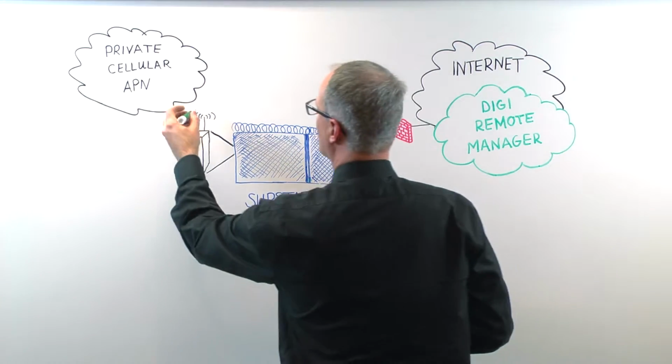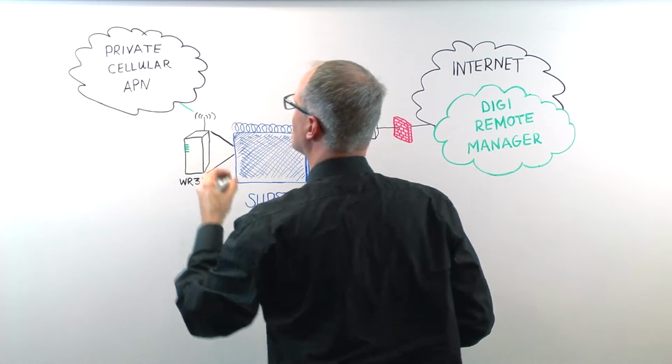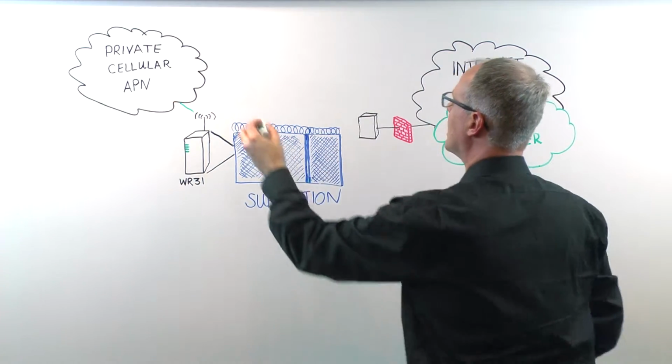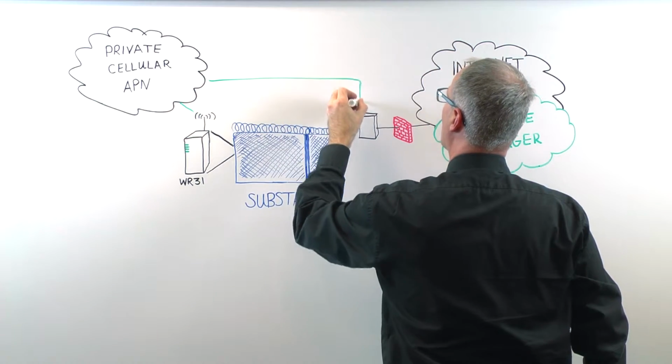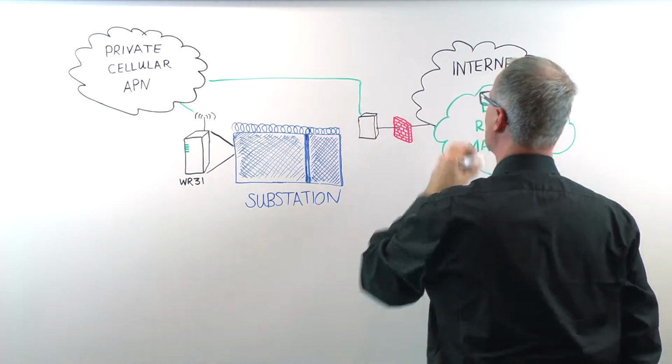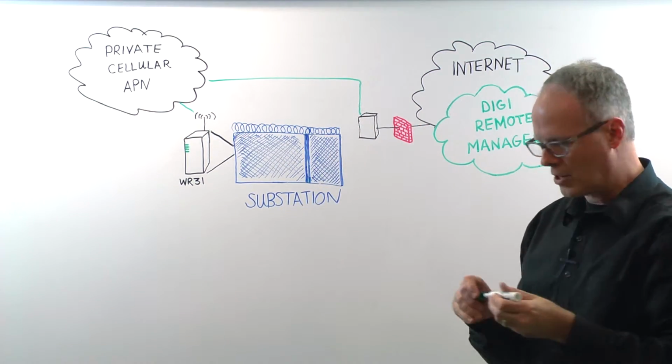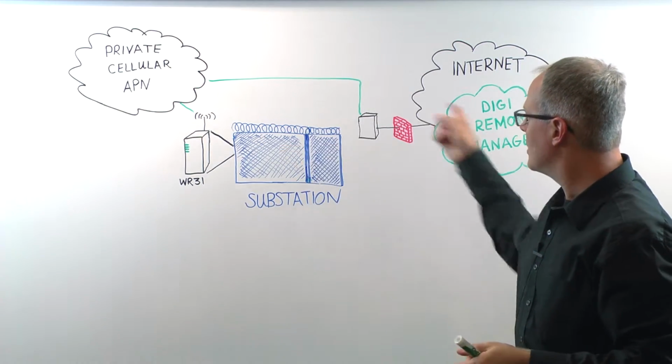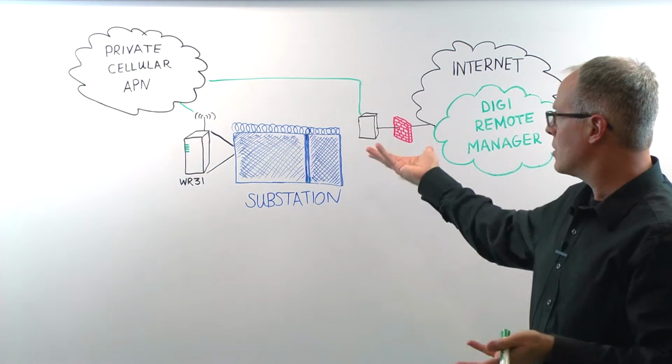But we have our TransPort WR31 router connected into the cellular network, which in turn connects into a web proxy that gets you out to the internet and ultimately into Remote Manager. So now that you have your connection, you can do things like monitor your remote site.